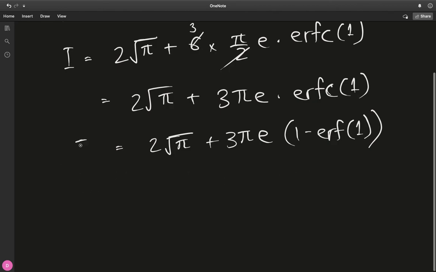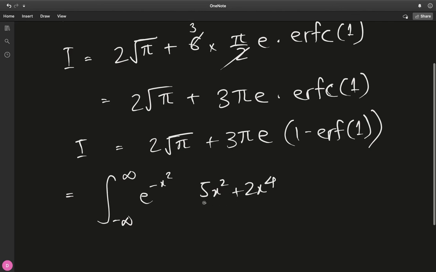And what was I though? I was just the integral from negative infinity to infinity of e raised to minus x squared times (5x squared plus 2x to the fourth) divided by x squared times (x squared plus 1) dx.